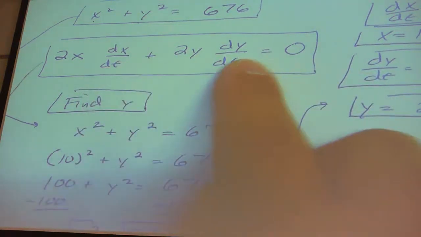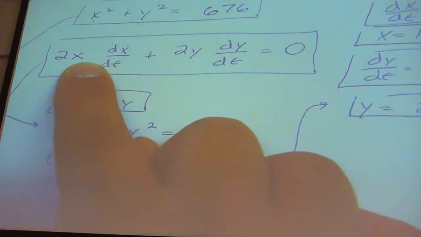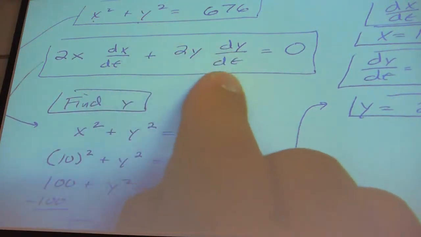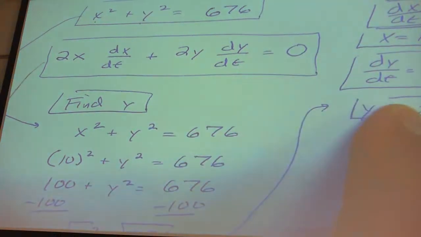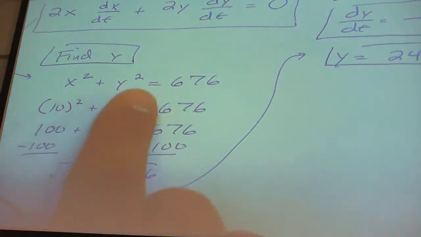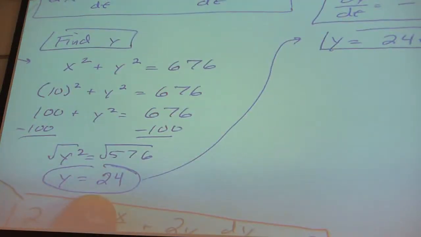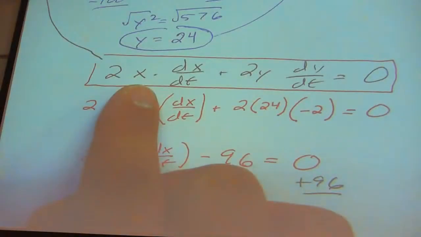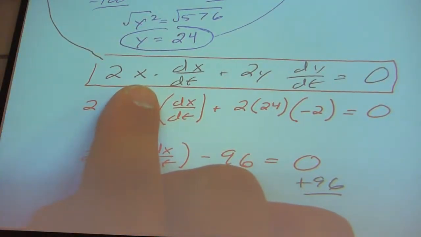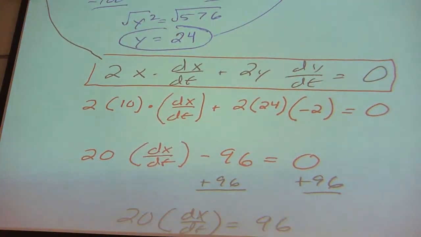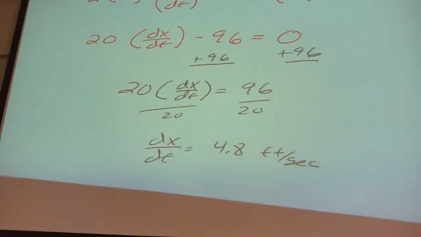So looking at this equation, I have x, I'm looking for dx over dt, but I don't have y, but I have dy over dt. So I could find y by going to my original equation, plugging in x, finding y. Now I have all the pieces to plug into the equation, 2x times dx over dt plus 2y times dy over dt equals 0. I plug in everything except for dx over dt, which is what I want, and then I can solve for dx over dt.